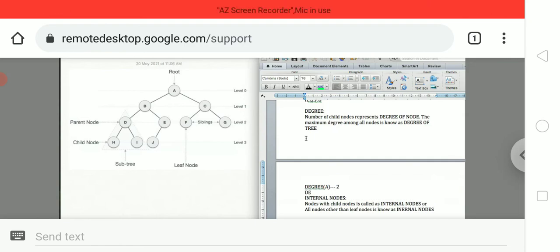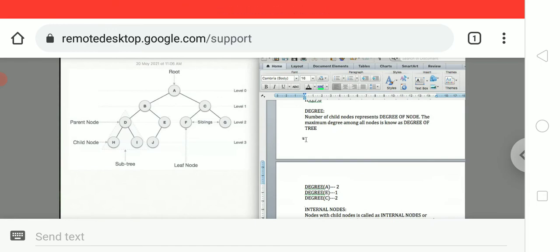If we like to find out the degree of E, so degree of E is 1 because E contains only one child node. If I like to find out degree of C, so for C we have 2. So in this way we can find out the degree.